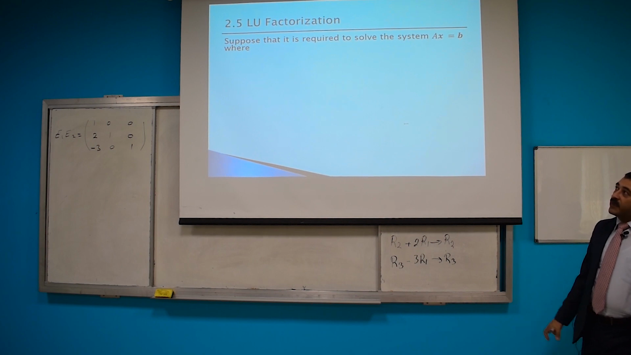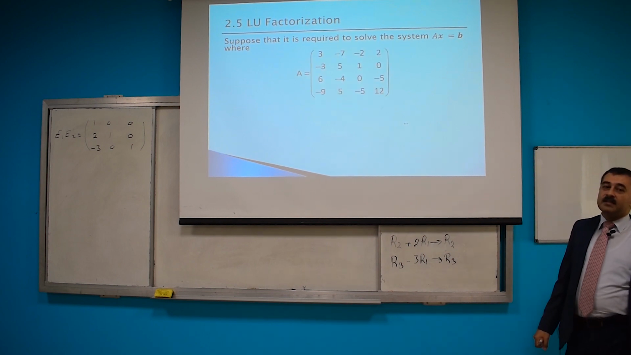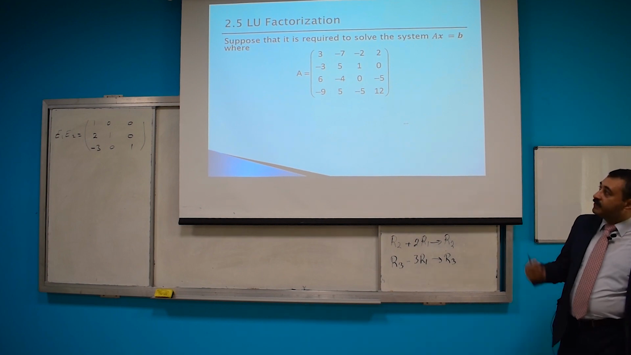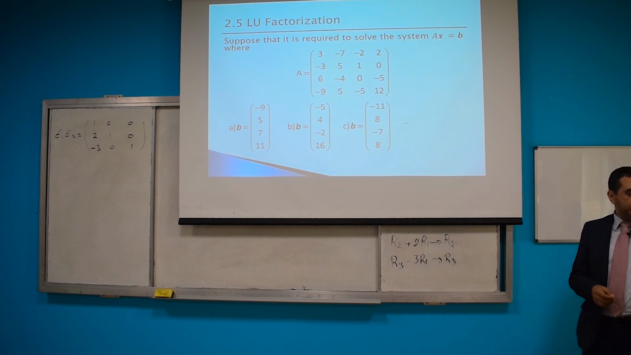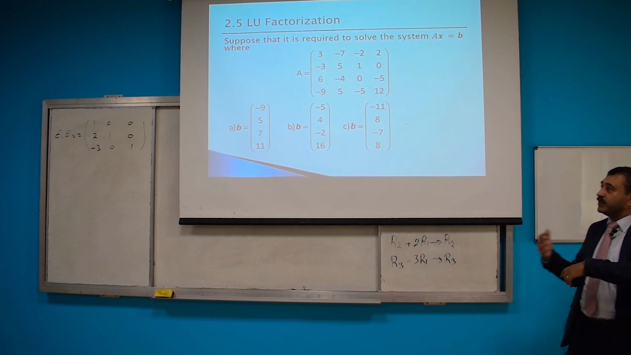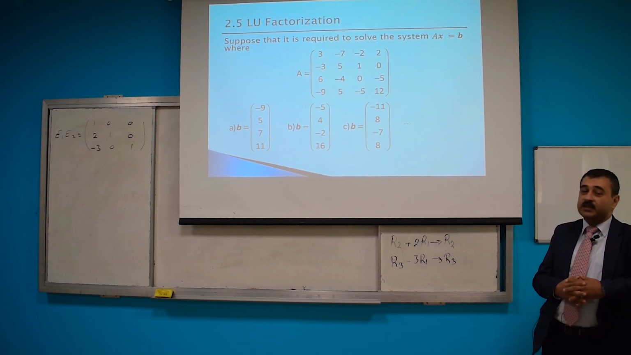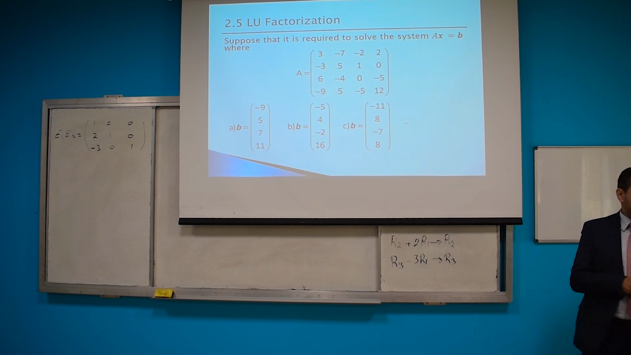The objective of this factorization is to solve again the system Ax equal b. Suppose, for example, that I have this matrix A and I want to solve Ax equal b for different b's. However, I don't want to do the reduction every time I get a new b, so I want to do the reduction once. So let's do the reduction once by obtaining what is called the LU factorization of the matrix A.